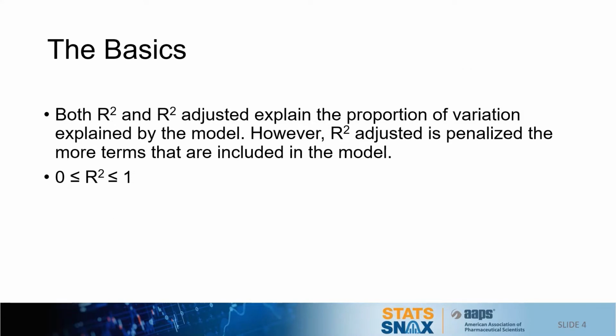The basics. Both R squared and R squared adjusted explain the proportion of variation explained in a statistical model. R squared adjusted, however, penalizes this value the more predictors that are added into the model. With more predictors added into a model, the model could be overfitting the data at hand and may not be useful for predicting new cases. R squared will always be a number between 0 and 1, and R squared adjusted will always be less than R squared.